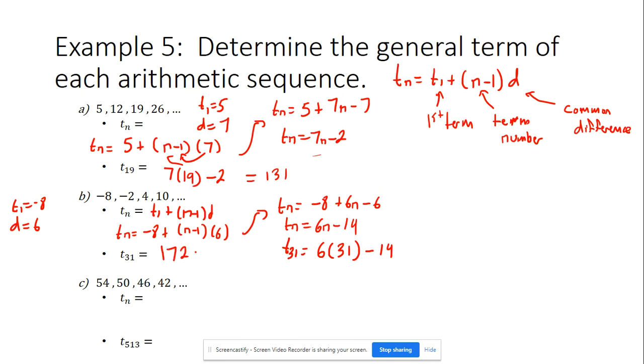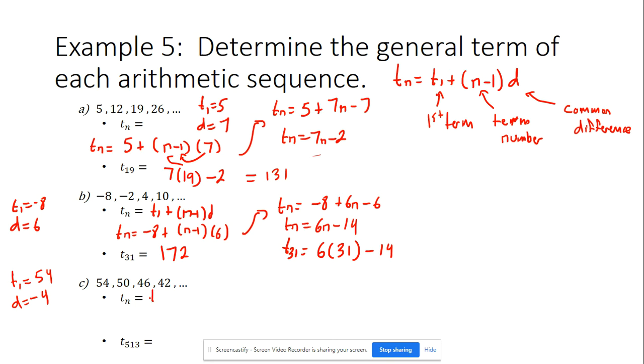Okay, same idea for example C. In this case we are subtracting 4. So 54 minus 4 is 50, minus 4 is 46, minus 4 is 42. So in this case T1 is 54, and our common difference is negative 4.